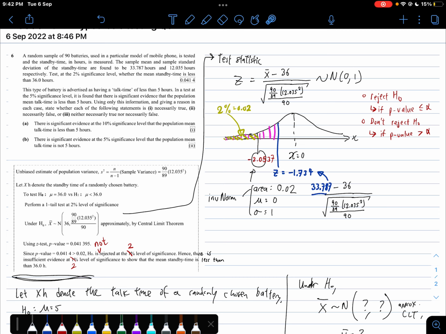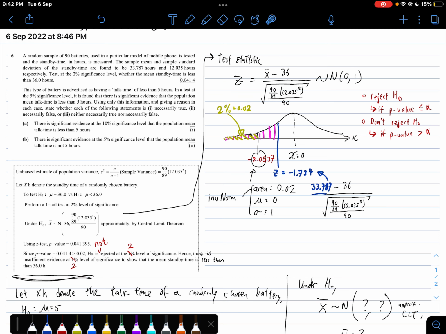Just to clarify, over here I wrote down when you reject and when you don't reject H naught. Reject H naught if the p-value is less than or equal to alpha. Don't reject H naught if the p-value is more than alpha. So that was the p-value method, but let's interpret it in terms of the test statistic as well.